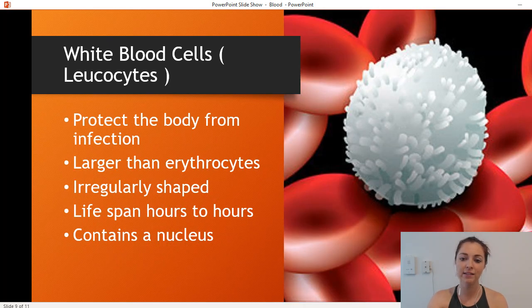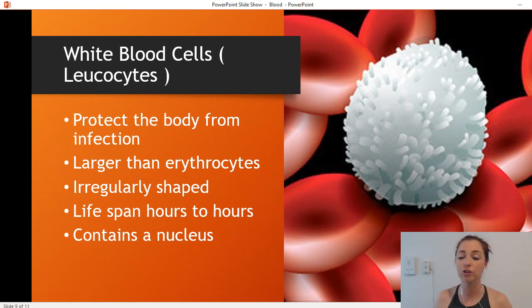White blood cells, again, visually look completely different. They protect the body from infection. They're larger in size than erythrocytes and obviously way more regularly shaped than the red blood cells. Their lifespan is days to hours, because we don't need them all the time.